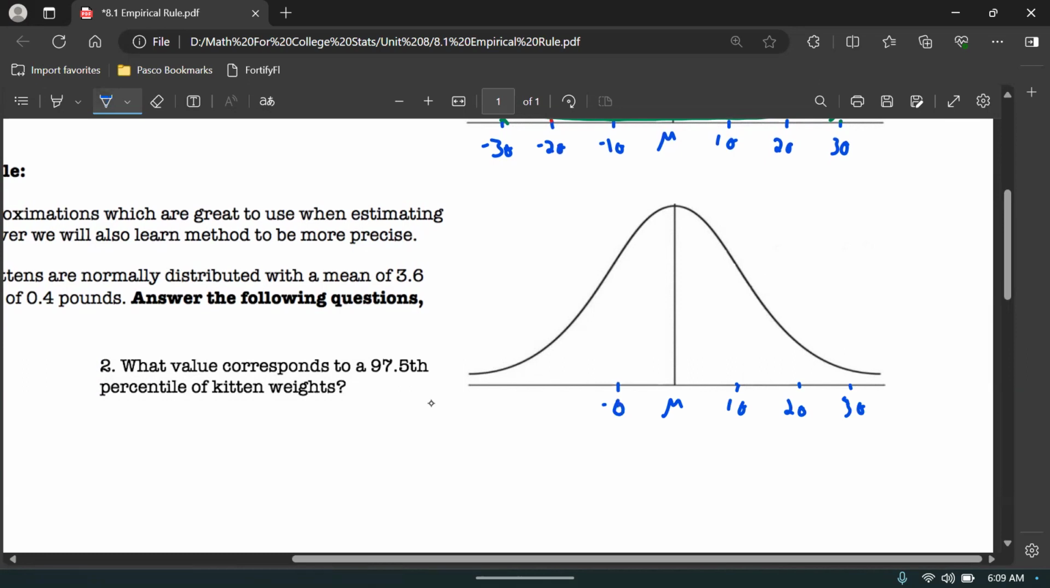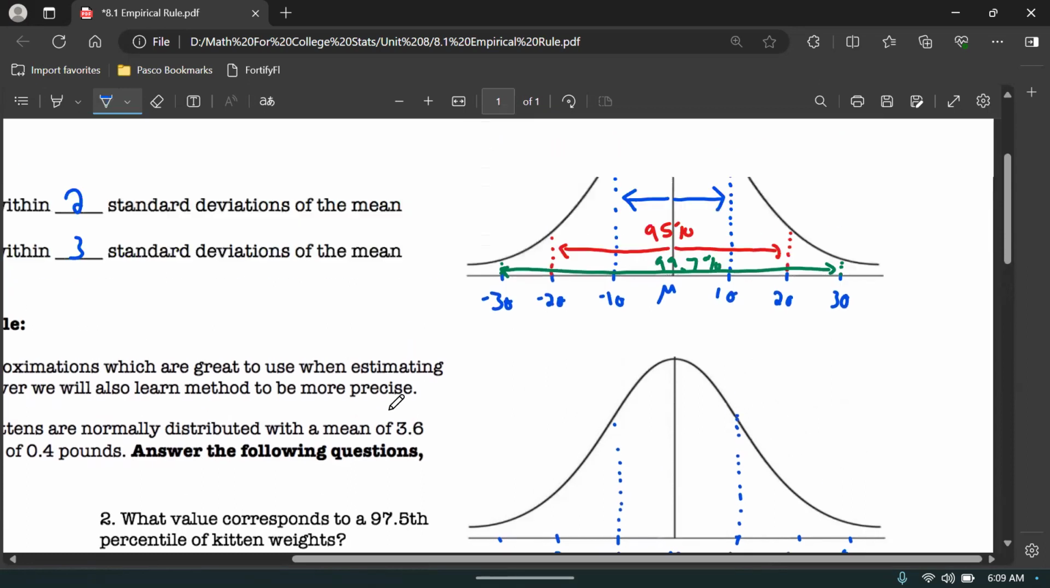Same thing over here: negative 1 standard deviation, negative 2 standard deviations, negative 3 standard deviations. All right. And what I want to point out, see how well I can do this. It's kind of hard to draw straight lines sometimes.